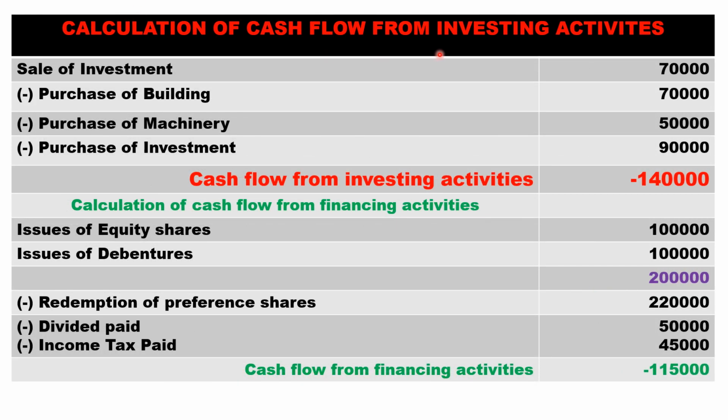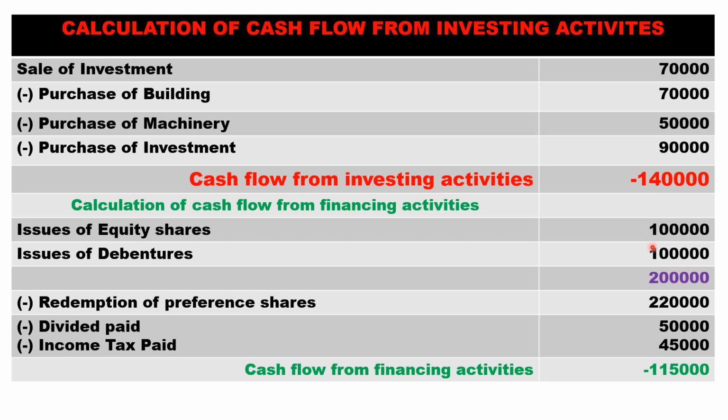Next, cash flow from investing activity. Sale you should add, purchase you should minus. So investment is sold; building, machine, and another investment are purchased. So 3 purchases and 1 sale, you get minus 1,40,000 because purchase is more than sale. Purchase is treated as expense, sale is treated as income. So you get minus 1,40,000. It's called cash flow from investing activity.